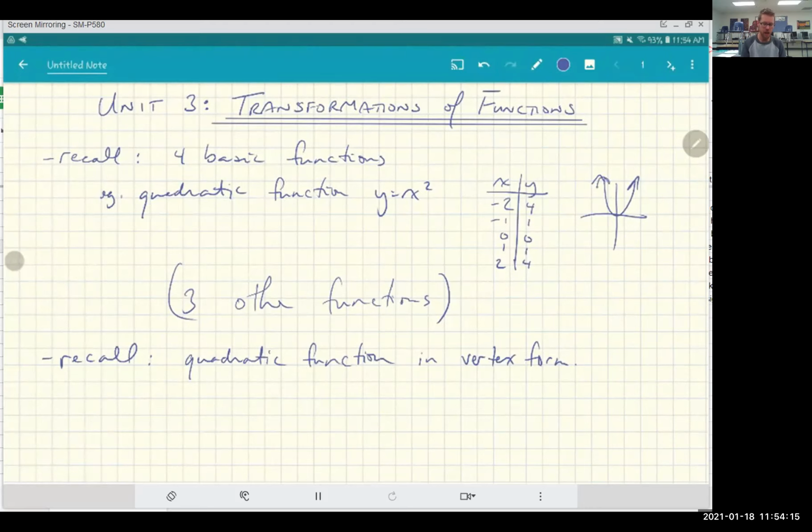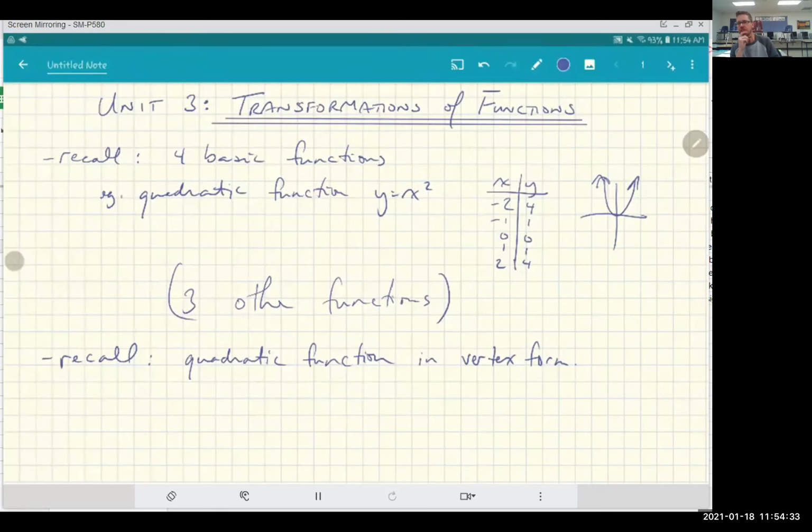Okay, so you are now going to pause and you are going to fill in the other three functions: names, points, quick graph. So you have paused, you have three other functions filled in, and we're back.